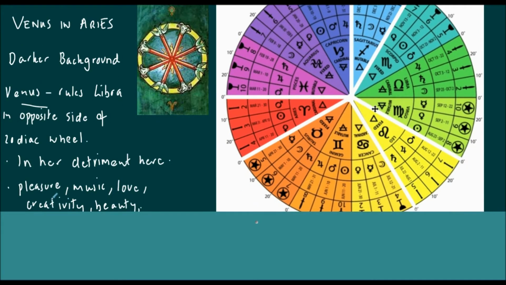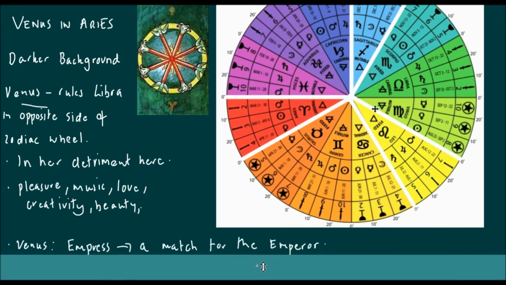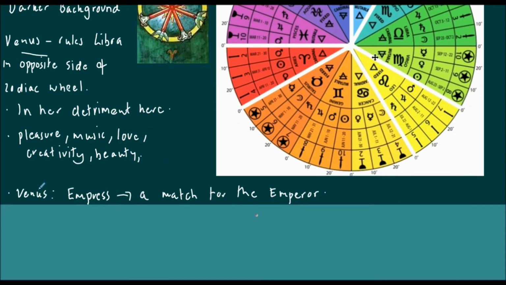So Venus is to do with pleasure, music, love, beauty, creativity, and Aries we've seen is that fiery passion and inspiration. But if you think about it, in the major arcana you've got Venus associated with the Empress, and she is the natural match for the Emperor. So it's like they've both got something to learn and to integrate.